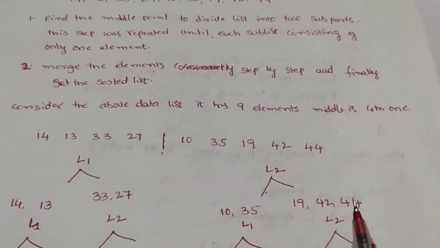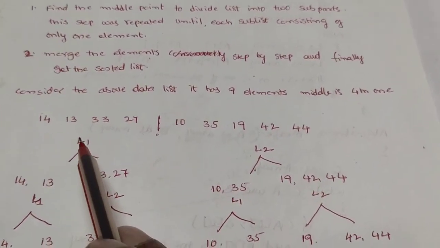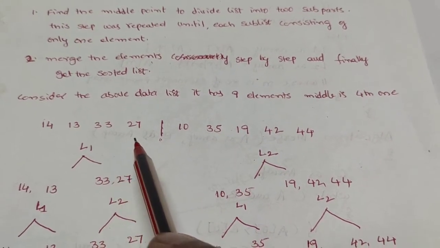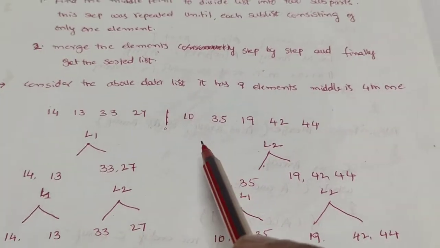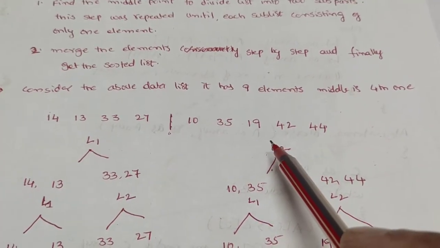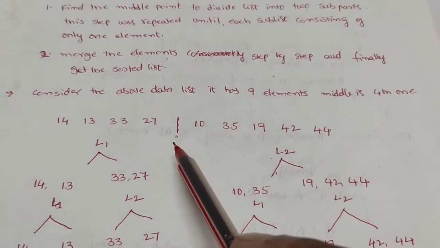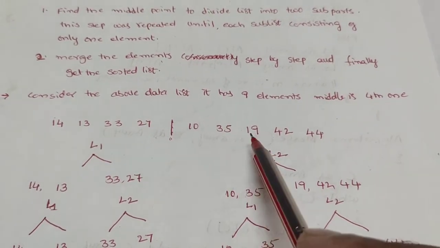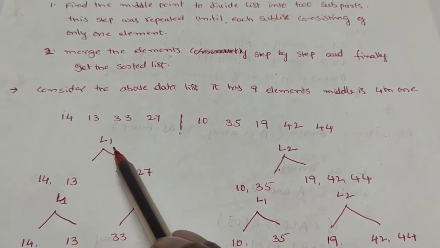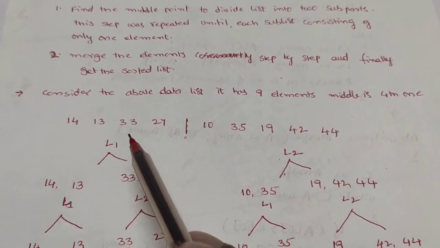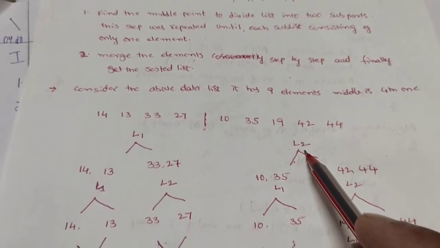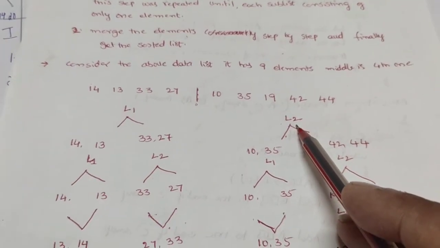Here let us consider these 9 elements: 14, 13, 33, 27, 10, 35, 19, 42 and 44. So at the first step, the list is divided into 2 sublists. This is L1, the first 4 elements, and all the remaining elements are in the list L2. We can apply the procedure again and again.